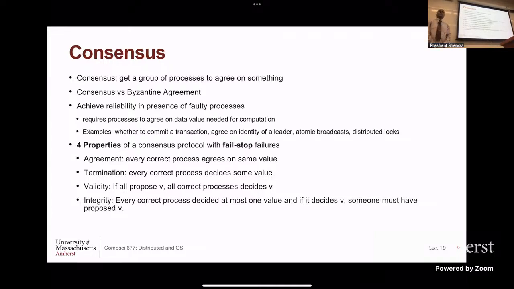What is consensus? Consensus simply means a group of processes in a distributed system have to agree on something. What they're agreeing on is really not important. That's orthogonal to consensus. You could be agreeing on the result of a database query, the output of a remote procedure call, in what order we should execute these requests, or whether we should commit or abort the transaction.